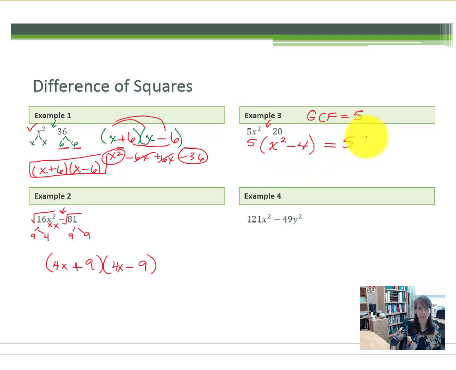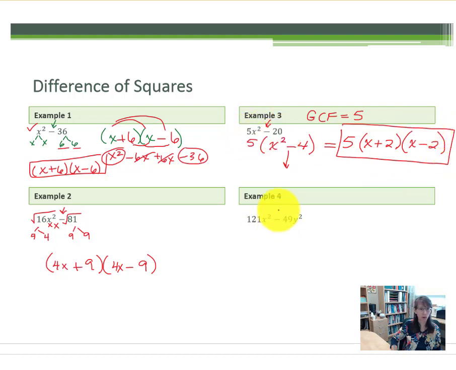We keep 5 as the greatest common factor, but then x squared minus 4 is a difference of squares. So that factoring needs to continue. X squared comes from x times x. 4 comes from 2 times 2. And the only way for that middle term to eliminate would be to have one quantity positive, one quantity negative. And now we have completely factored our polynomial.